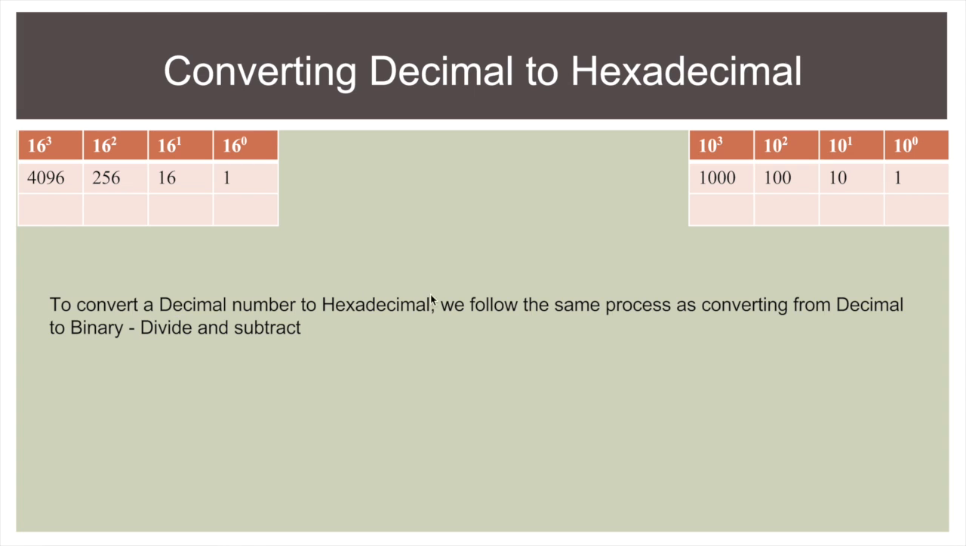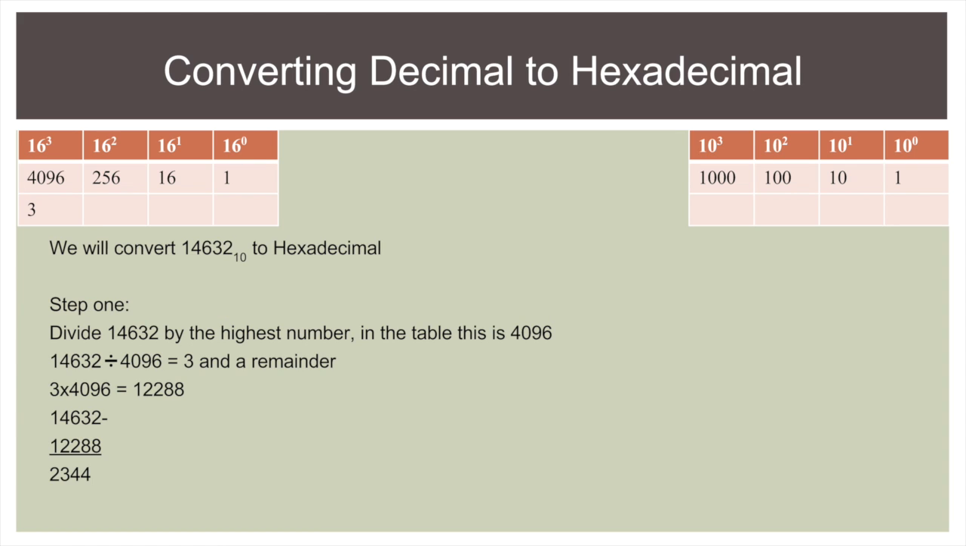If we're converting from decimal to hexadecimal, we follow the same process as converting from decimal to binary. We divide and subtract. So I'm going to convert 14,632 decimal, and we're going to convert that to hexadecimal. So we divide 14632 by the highest number in the table, and for us we got 4096. 14632 divided by 4096 equals 3, and some remainder. To work out what that is, we times 3 by 4096 to get 12288, and then we minus, 14632 minus 12288, and we get 2344. And that's the number we're going to use for the next step.